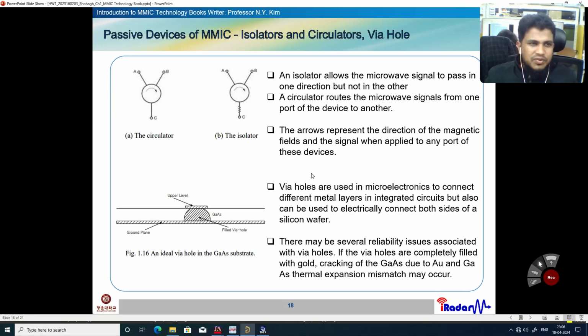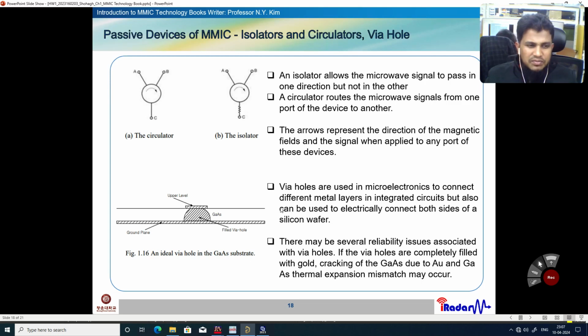Some passive components are there also. In some cases we use vias and circulators, and we also use isolators. An isolator allows a microwave signal to pass in one direction but not in the other. A circulator routes microwave signals from one port of the device to another port, and the arrow represents the direction of the magnetic field and the signal when applied to any port of the device.